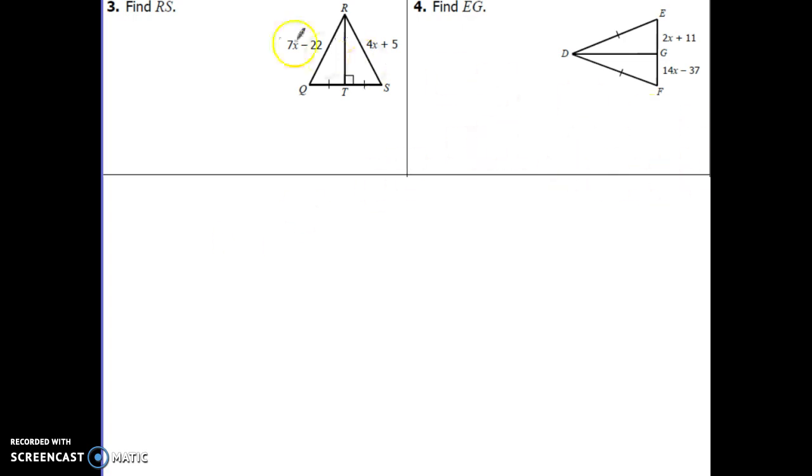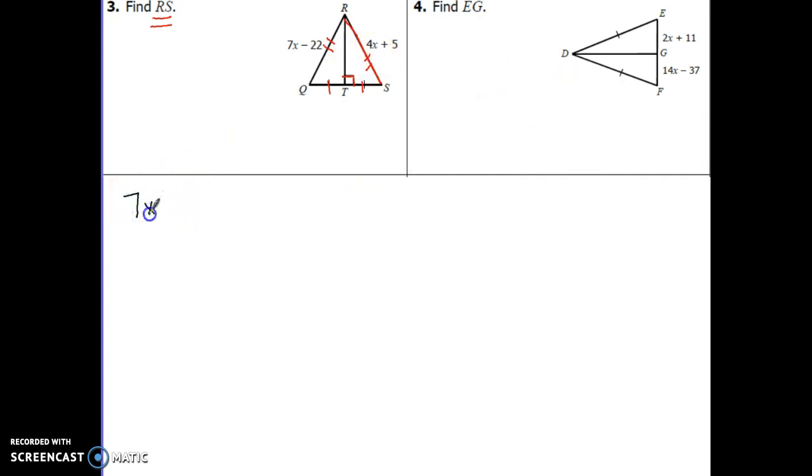So we have number 3, and it says find RS. So that was different from number 1 and 2. So we are looking for this entire segment right here. We have to check to see if it is a perpendicular bisector, and we can see that it intersects QS, it forms a 90-degree angle, it has 2 congruent sides. So automatically we should know that these 2 are congruent as well. And when things are congruent, we set them up equal to each other.